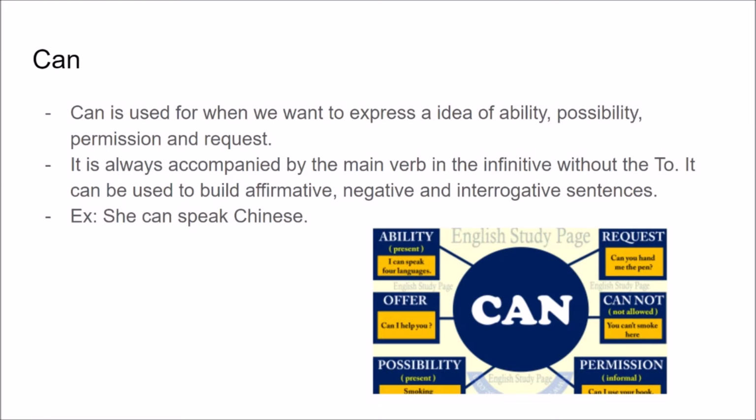So, about the can, they can use it for when you want to express the idea of ability, possibility, permission, and request. And it's always accompanied by the main verb in the infinitive without the to. It can be used to build affirmative, negative, and interrogative sentences. Example is she can speak English.